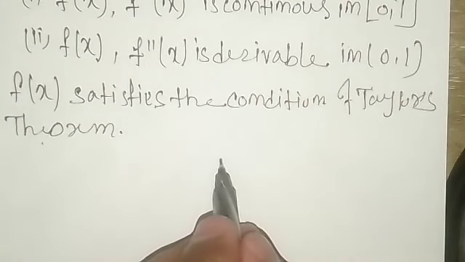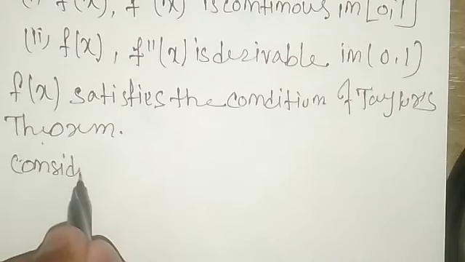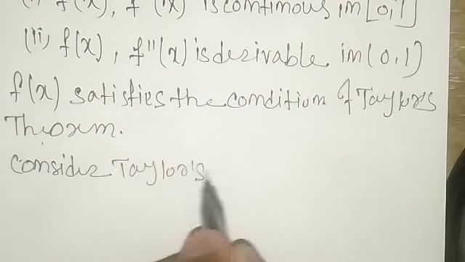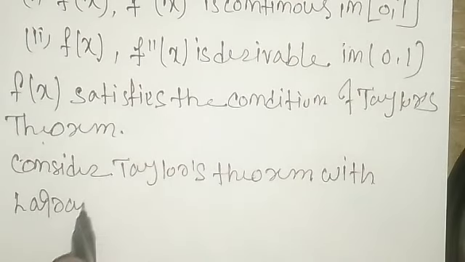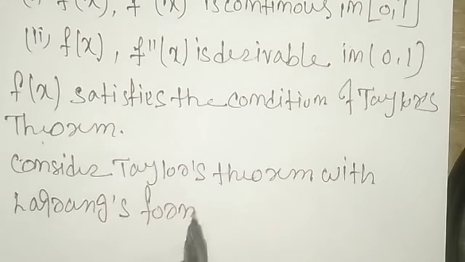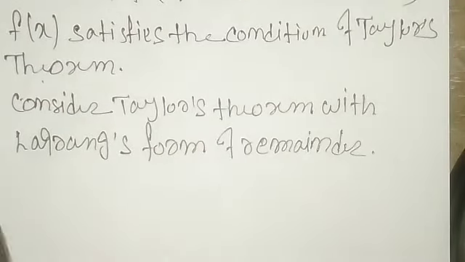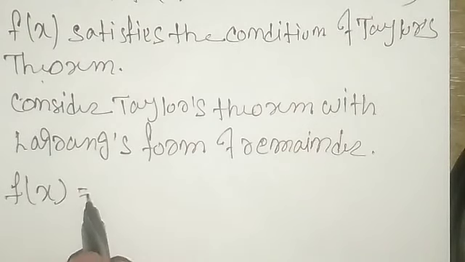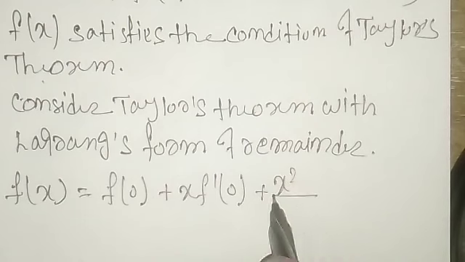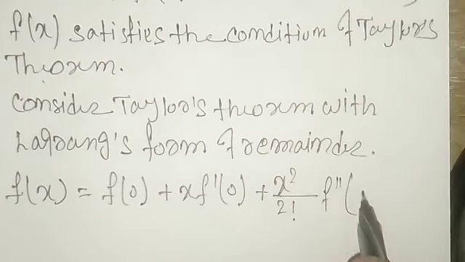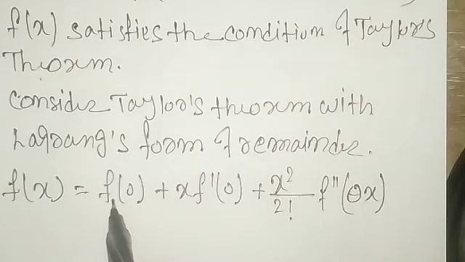So consider the Taylor's theorem with Lagrange's form of remainder, right? So Lagrange's form of remainder is what, that is here we can say f of x is equal to f of 0, plus x f dash of 0 plus x square by 2 factorial, f double dash of, this remainder is nothing but the theta of x we will take, right? So here this is the Lagrange's form of remainder we have to take, that is Taylor with Lagrange.